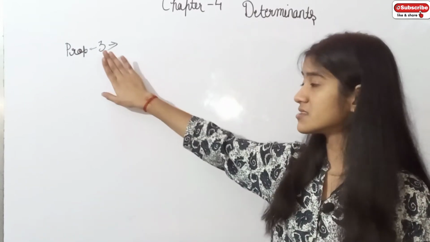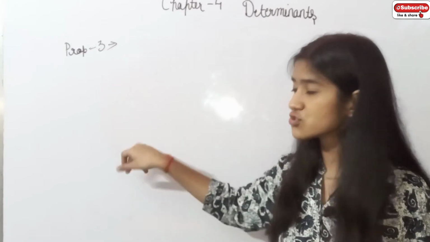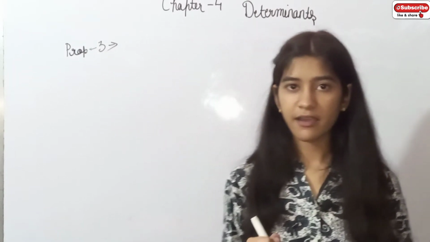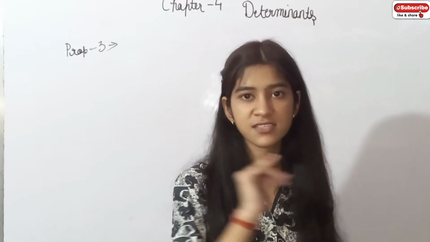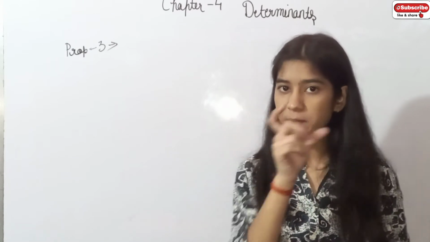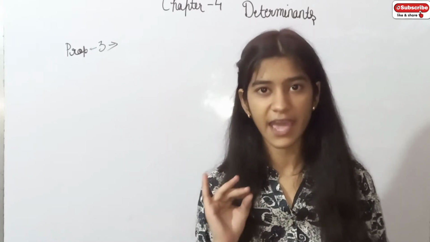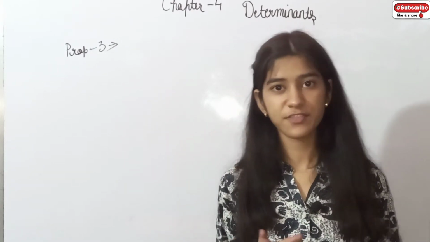But now property third says, if any two rows or columns of a determinant are same, suppose row first is equal to row third and column first is equal to column third, if any two rows or columns are the same in the matrix, then the value of the determinant is 0.